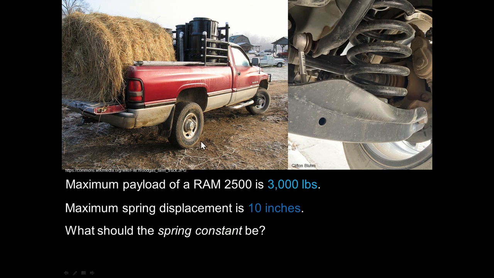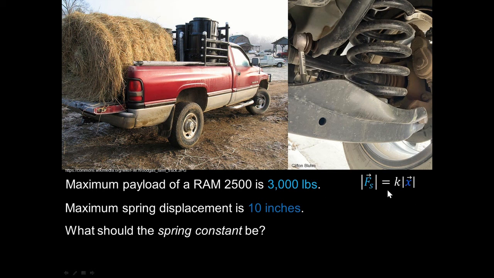All right, let's see how you can apply that to here. This is a Ram 250, and the maximum payload for that would be 3,000 pounds, and the maximum spring displacement would be 10 inches. So you put a bunch of weight there, it compresses these springs, and you still need a little bit of travel in those springs, so if you hit a bump you don't bottom out. But we'll say that the maximum displacement is 10 inches. What should the spring constant be? So if you're going to put coil springs in your car, what spring constant do you choose?